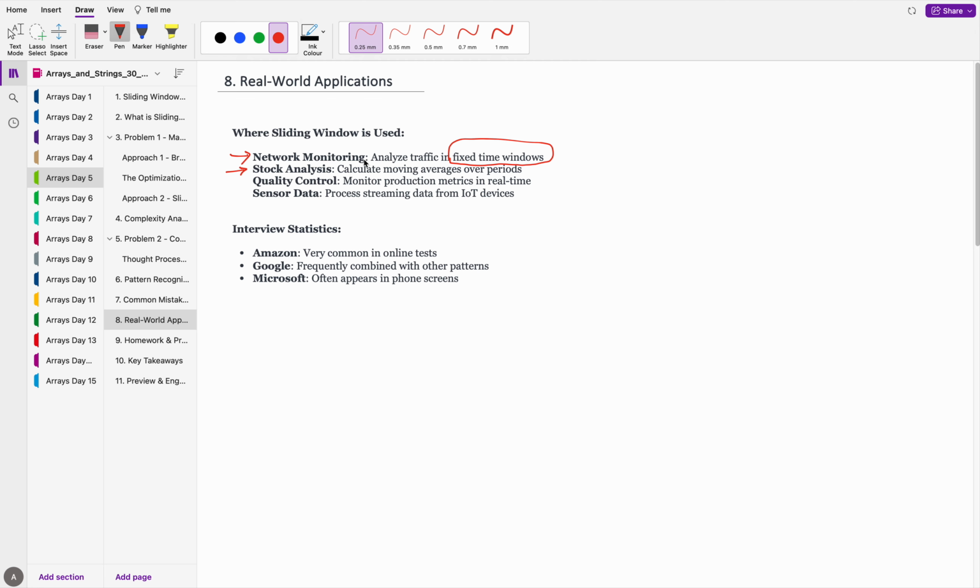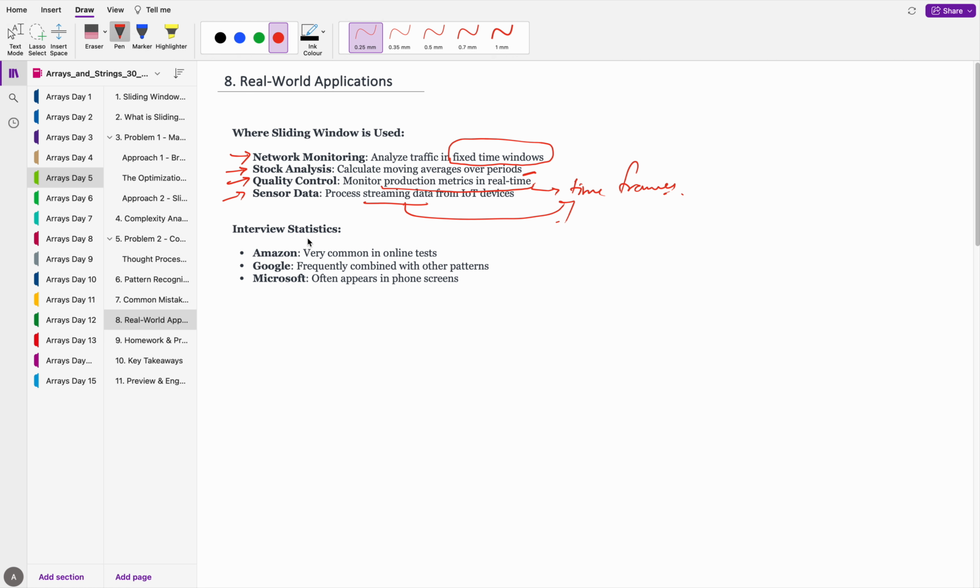Stock analysis. Those who know about stocks always know that it is all about in what period of time what is happening. So that's calculating moving averages over periods. Quality control also implements this, monitoring production metrics in real time. It is always about time frames. So again, time frames is nothing but a window. Okay. Sensor data, processing streaming data from IoT devices. Again, it is about the time frames.